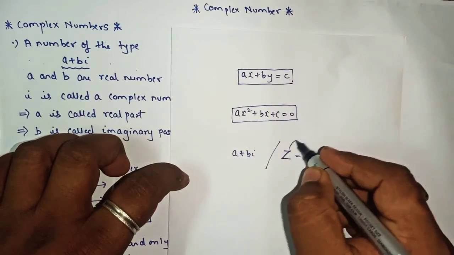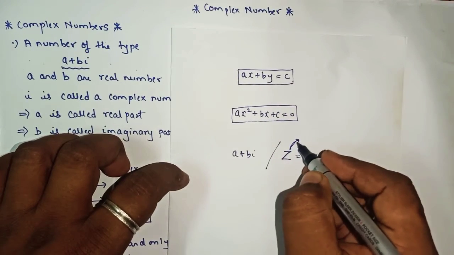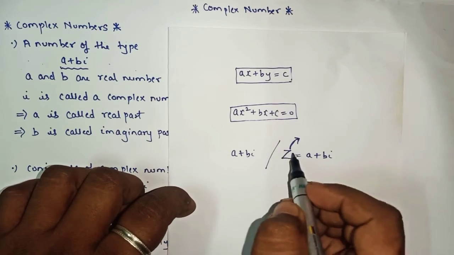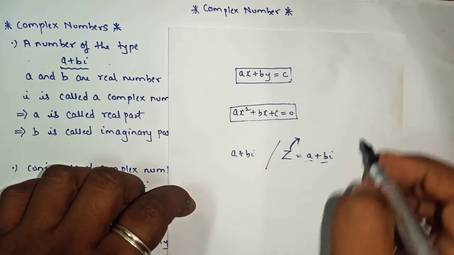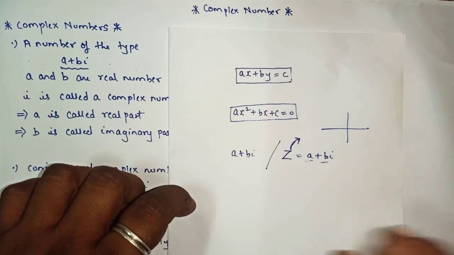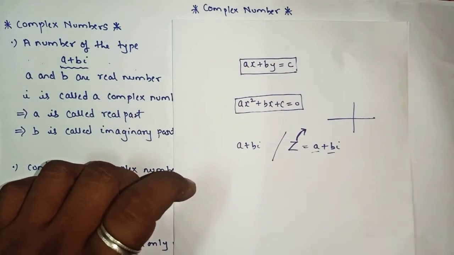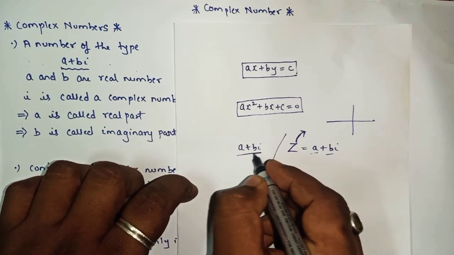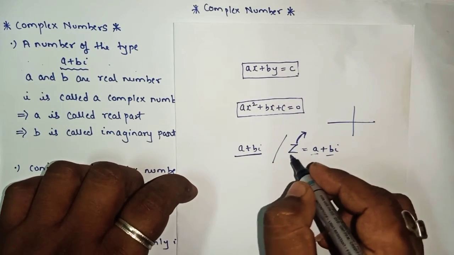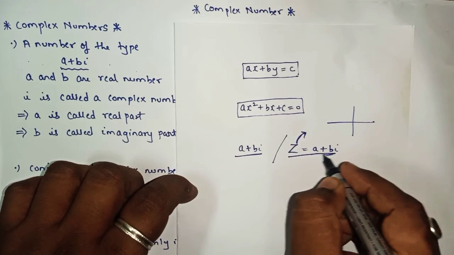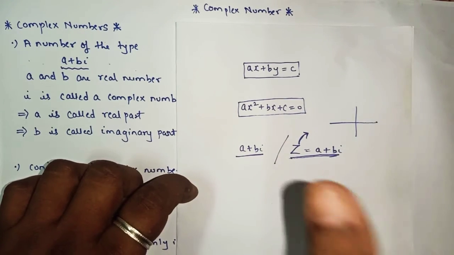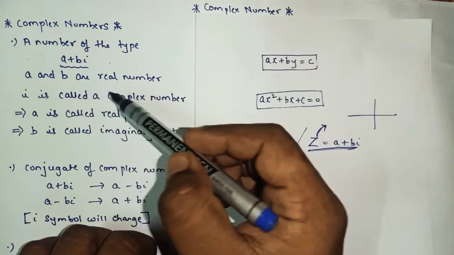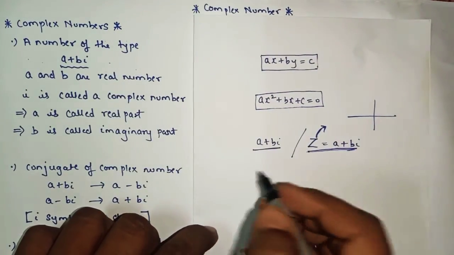Z represents a particular point, a single point, with respect to the x and y coordinates. Just forget about this in detail. Just remember, we represent the complex number as a plus bi, or sometimes z equals a plus bi. These are the formats in which we represent the complex number. So what are a and b? A and b are real numbers.